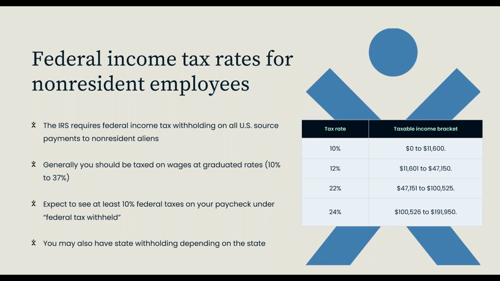So, as a non-resident alien, you're generally going to be subject to federal income tax withholding on all US source payments. You will be taxed on your wages at a graduated rate. This starts from 10% and goes right up to 37%, and this really is dependent on the level of income that you earn. Obviously, the more income you earn, the higher that rate of tax is going to be. So for that reason, expect to see at least 10% federal taxes withheld on your paycheck.